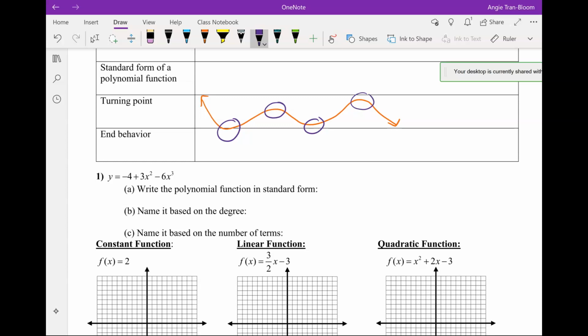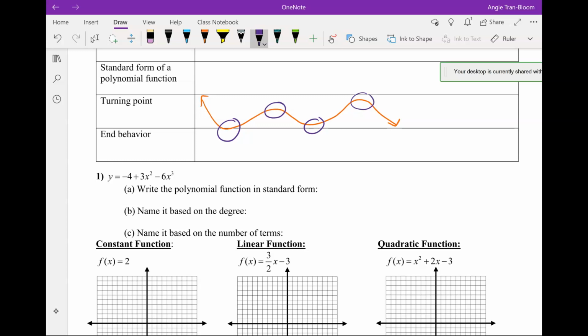So as x approaches positive infinity, y is going where? Towards negative infinity. Okay, so that's an end behavior. And usually in end behavior, we're talking about both sides. Now, as x approaches negative infinity, what's happening to my y?